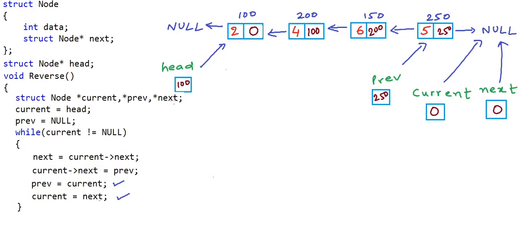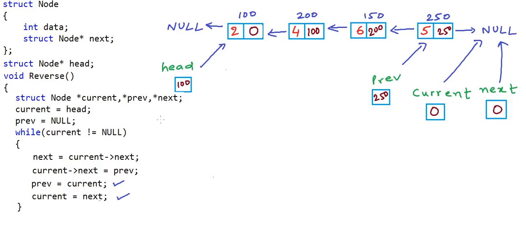So finally we will reach a stage like this. When current will be equal to null, we will come out of the loop, and when we come out of the loop, this particular pointer previous will store the address of the last node.